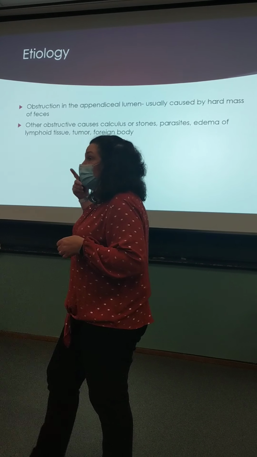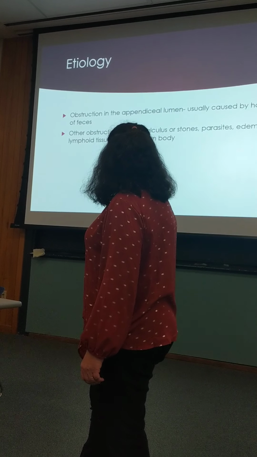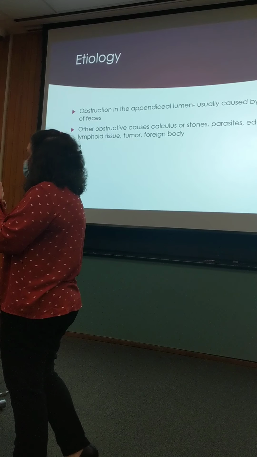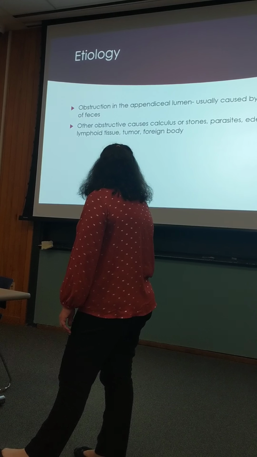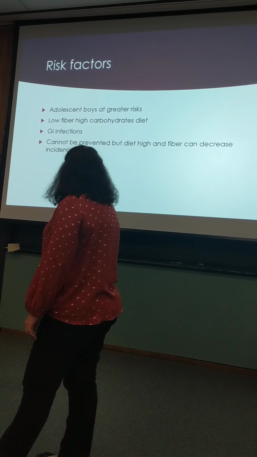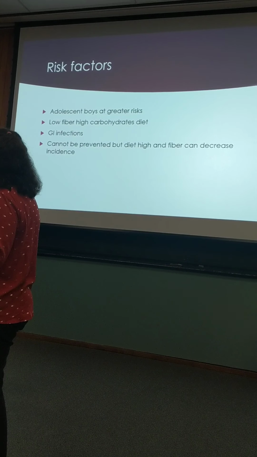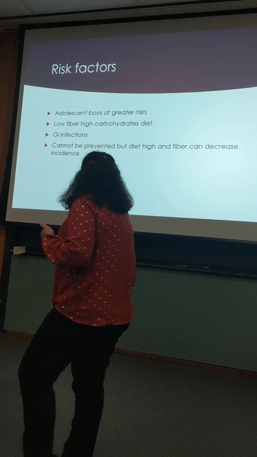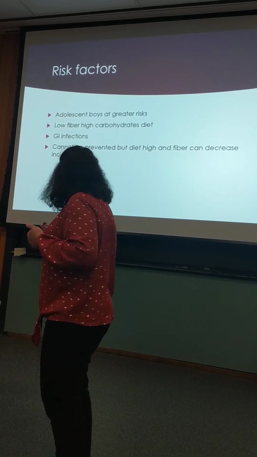Okay, why do we have this infection? The obstruction of the appendix lumen is usually caused by a hard mass of feces. You gotta think about where your appendix is. It's at the bottom of your colon there. Other obstructive causes are calculus, stones, parasites, edema of lymphoid tissue, tumor, or a foreign body. Risk factors: it mostly affects males. Having a low fiber diet, GI infections. It cannot be prevented, but a diet high in fiber can decrease your incidence.